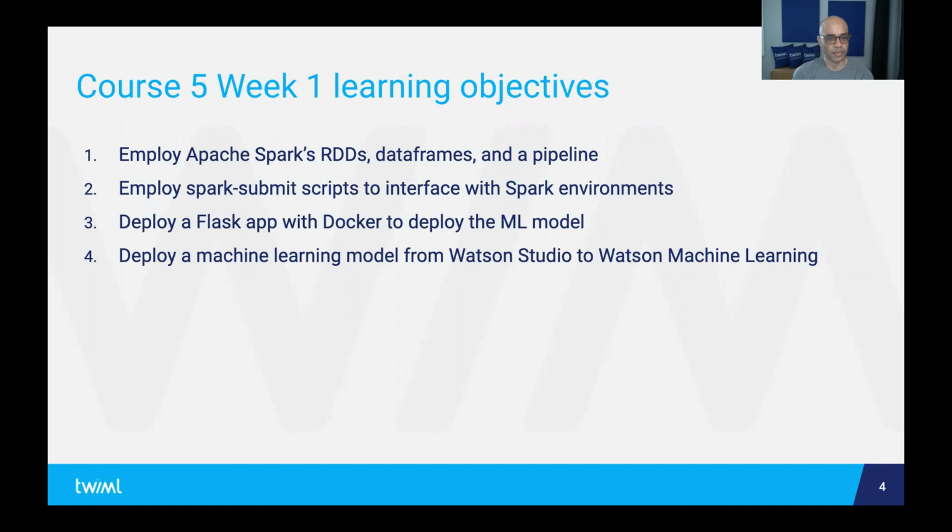So the learning objectives for course 5 are to become familiar with Spark and various Spark concepts like RDDs, data frames, and pipelines in Spark, to use Spark Submit to interface with Spark environments, to get familiar with Flask and Docker, and to use a Flask app alongside Docker to deploy a machine learning model, and then to deploy an ML model from Watson Studio to Watson Machine Learning.